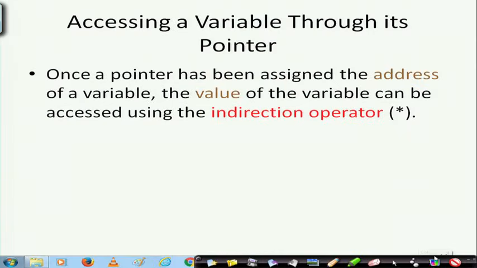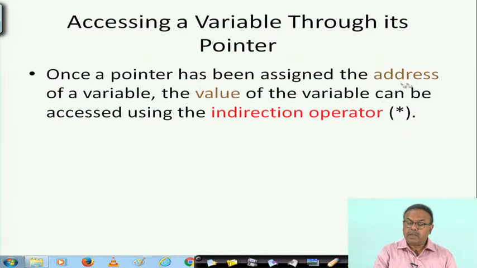So, how do I access a variable through a pointer? Once a pointer has been assigned the address of a variable, the value of the variable can be accessed through the indirection operation. Now, here you have to think of again we are talking of star. So, let us give an example first.